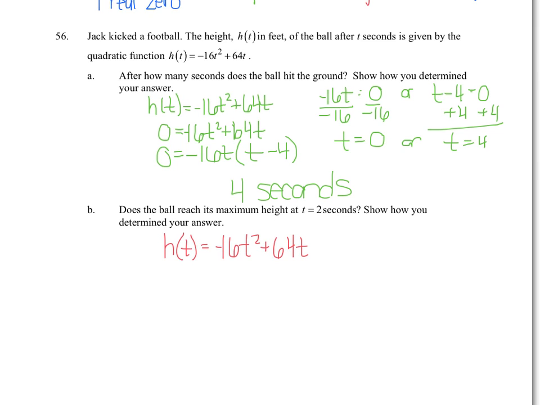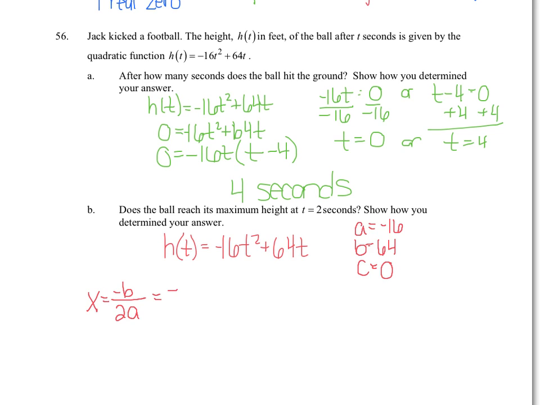When your equation is in standard form, the x value of the vertex is going to be at negative b over 2a. So if you can remember this formula, it's going to save you a lot more time. So my a of this is negative 16, my b is 64, and my c is 0. I'm not going to need to use my c, but that's okay.